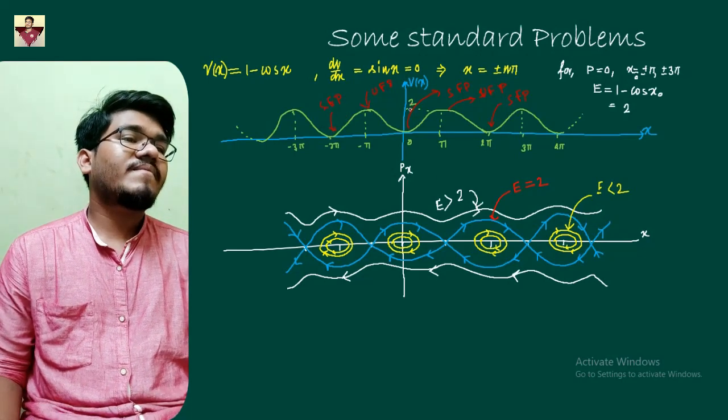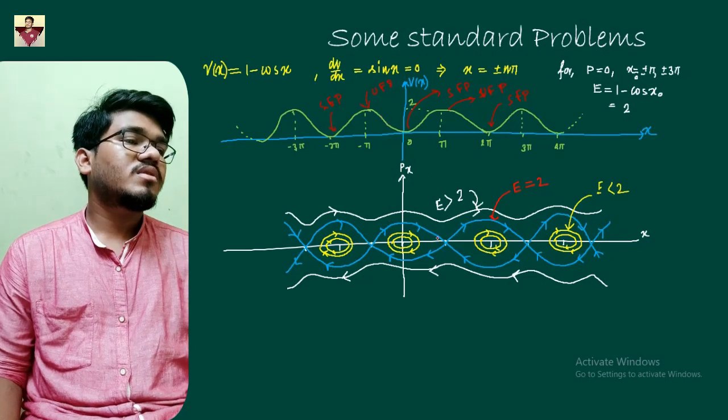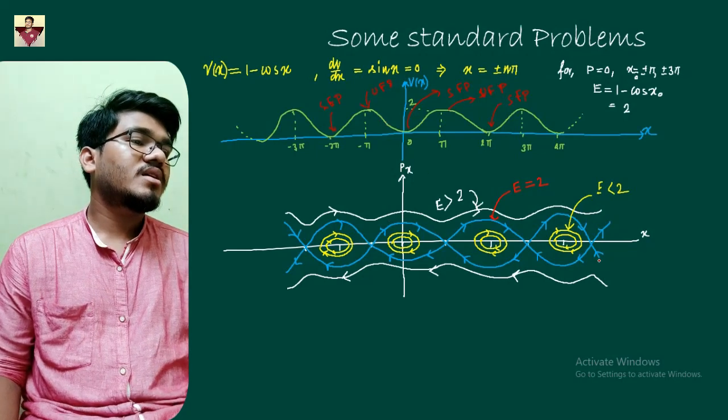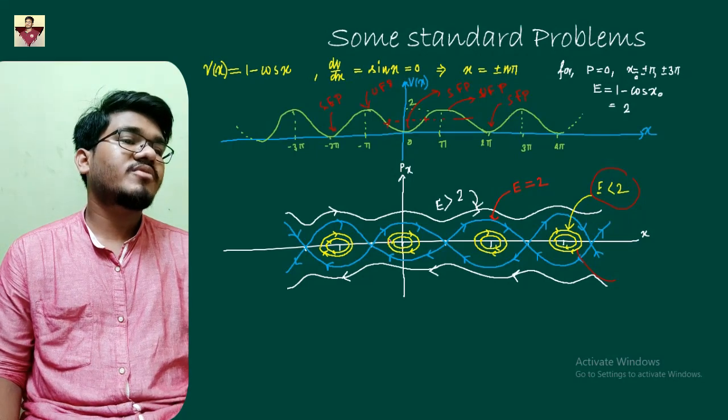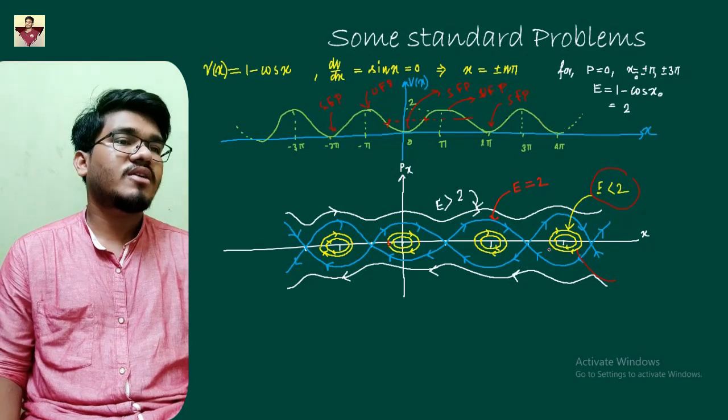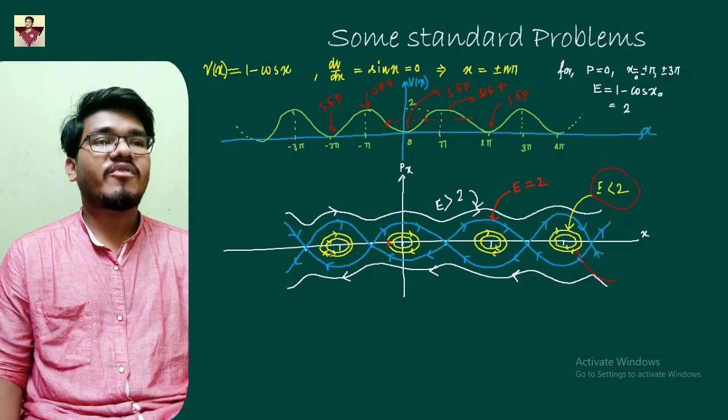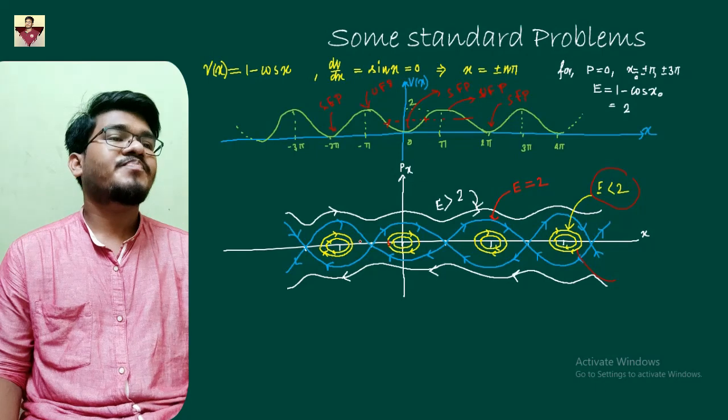Whenever there is a stable fixed point, there will be an ellipse. So for energy less than 2, E equal to this yellow line, this is E less than 2. For this energy line, it is cutting here, and this intersection point is also here. Then momentum will be 0 and it will be an ellipse. Similarly here, it will also be an ellipse. For this region, it will also be an ellipse, and here also. So whenever there is a stable point, there will be an ellipse around that point.